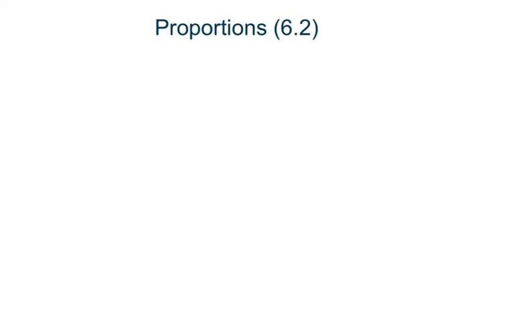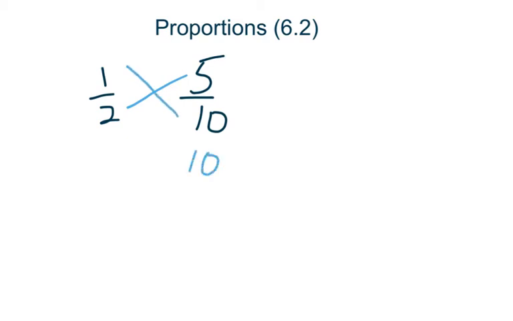All right, proportions. If we look at two equivalent fractions, let's say 1/2 and 5/10, note what happens if we multiply diagonally. 2 times 5 gives us 10. 10 times 1 gives us 10. So the cross products are always equal in equivalent fractions.